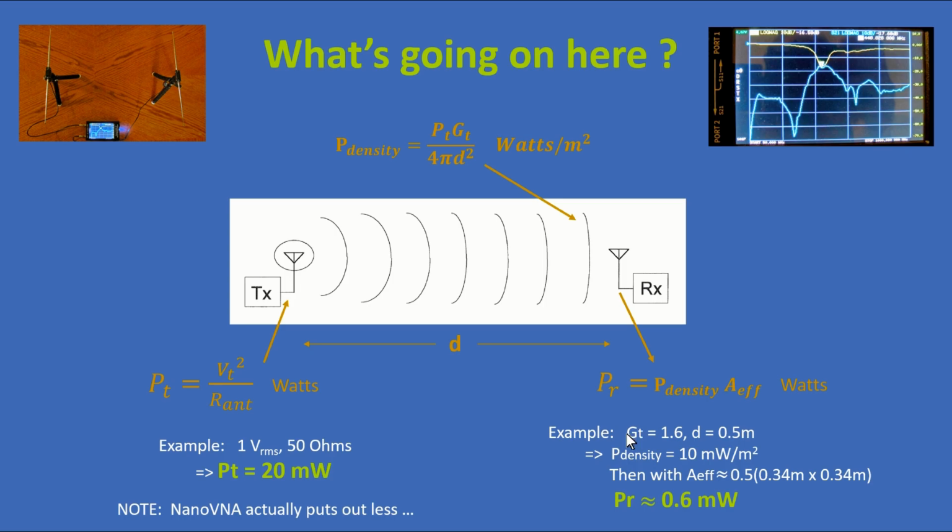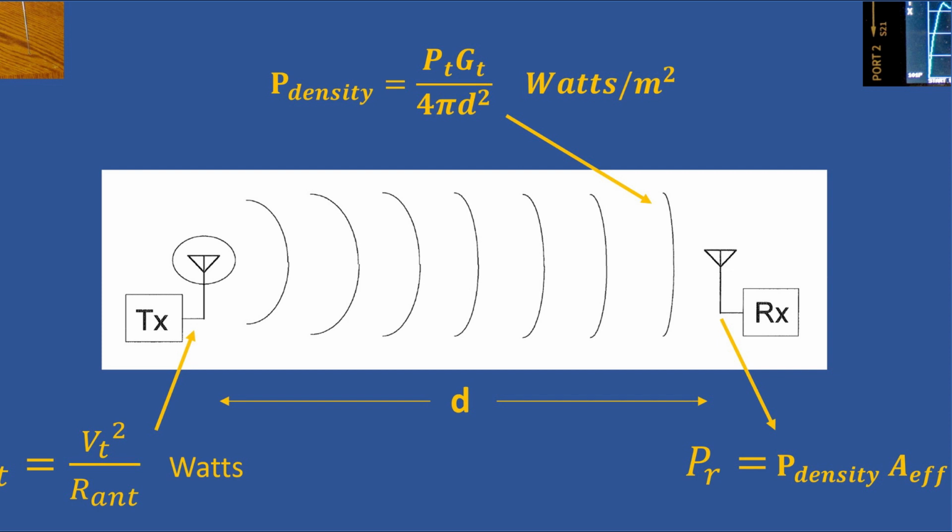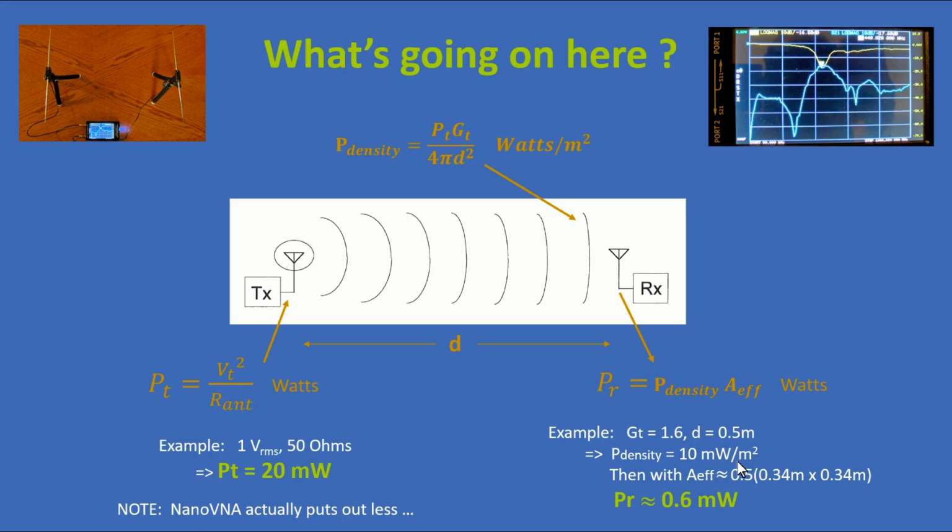All right, so let's get an answer. In the example, G_T is 1.6 because we're using a dipole. The distance, we said, is half a meter in this experiment. And so we use the formula and we compute the power density as 10 milliwatts per square meter. Then, using the effective area of the receive antenna as roughly the square of its length, there is a fudge factor. It's about 0.5. You can get an exact value if you Google for effective area of dipole, but I'm not worried about that. What we're trying to do here is just understand how this works. So this 0.5 is perfectly fine for our calculations.